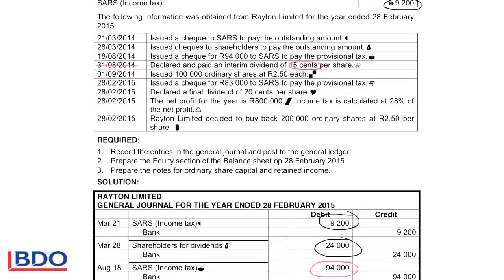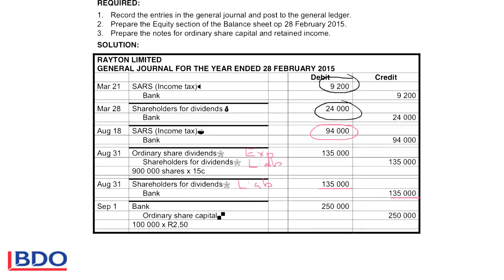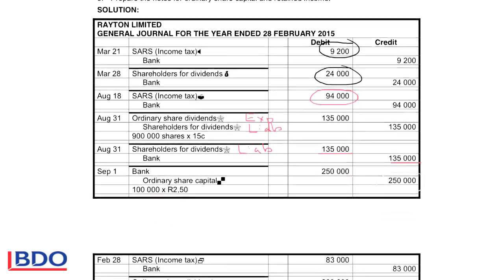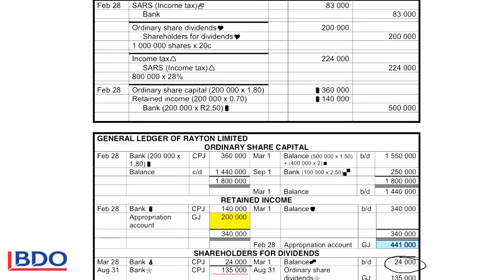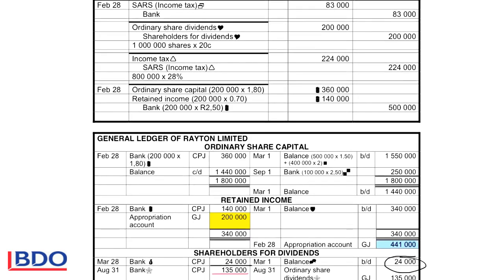Okay, on the 1st of September, we issue 100,000 shares at R2.50. So money is received in the bank, and we show that 100,000 shares was sold at R2.50. So 100,000 times R2.50 will give me 250,000 that was received in the bank, and the capital increased with 250,000. In my ledger accounts, I will show that ordinary share capital will increase with the 250,000 of the money that was received for the shares that was issued.